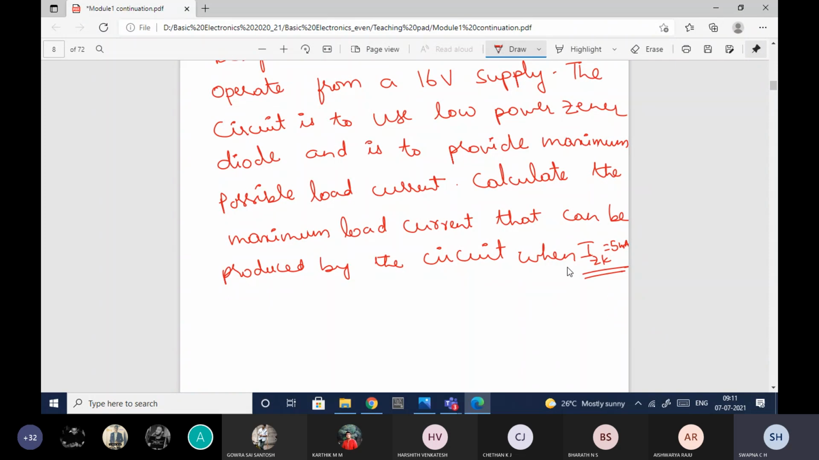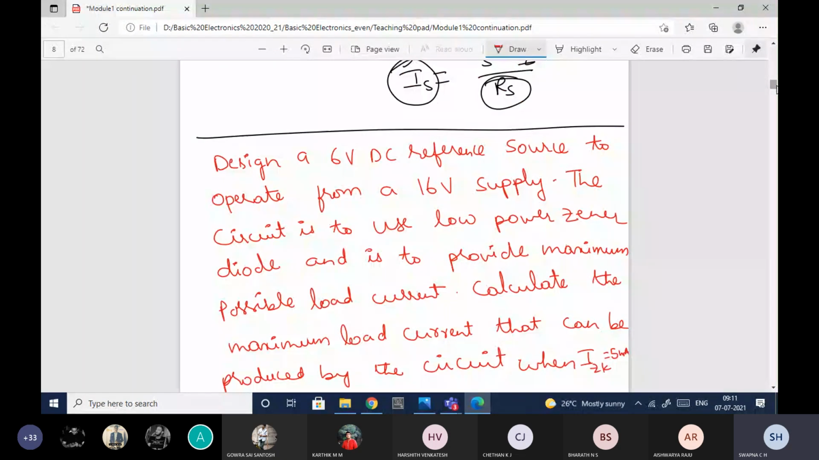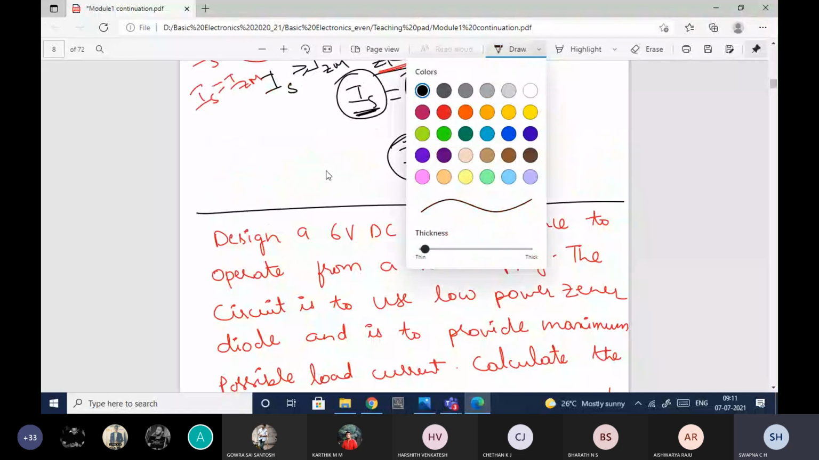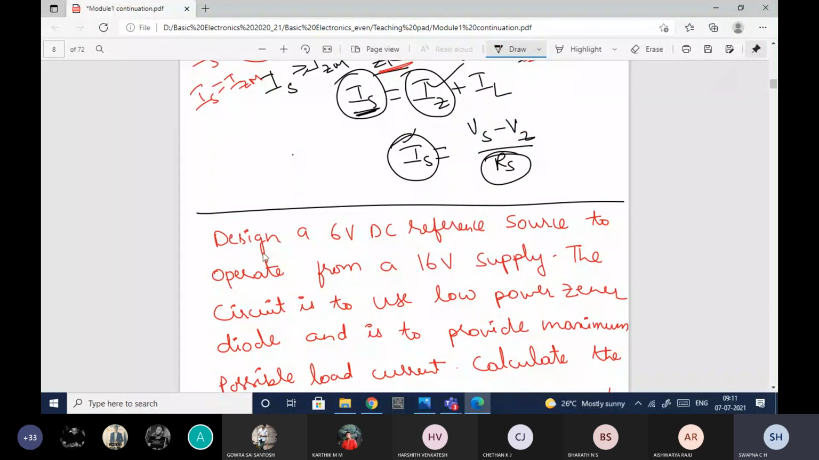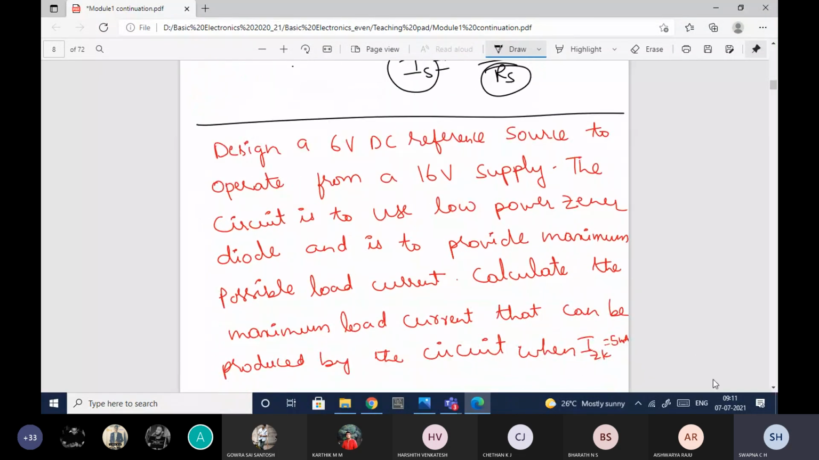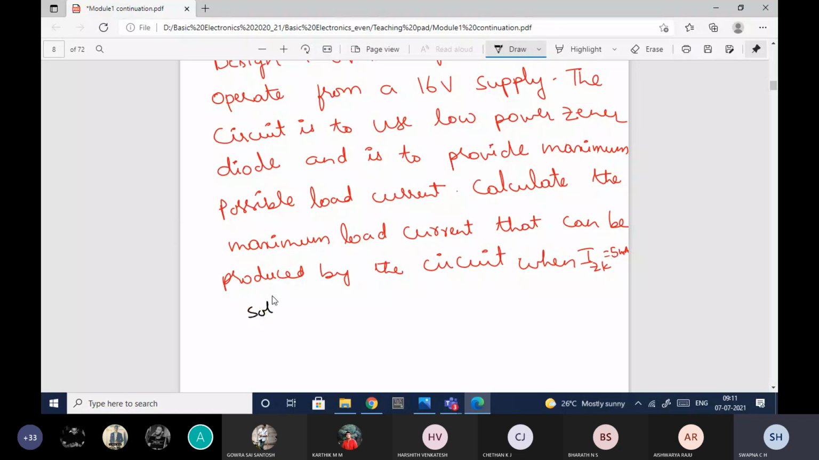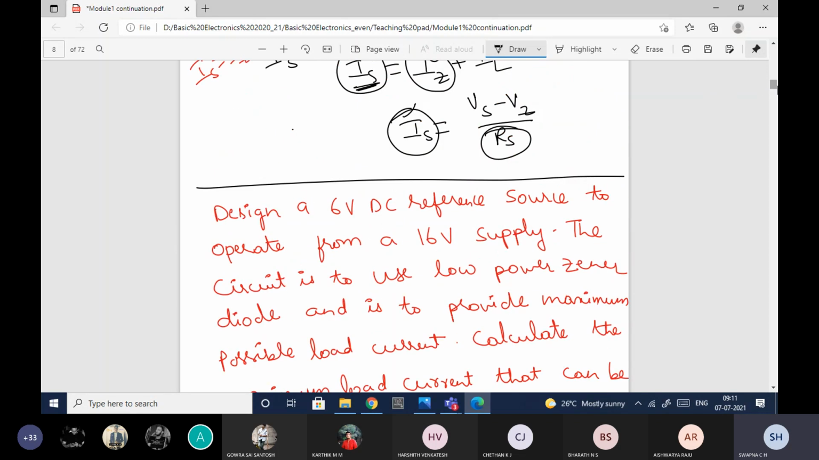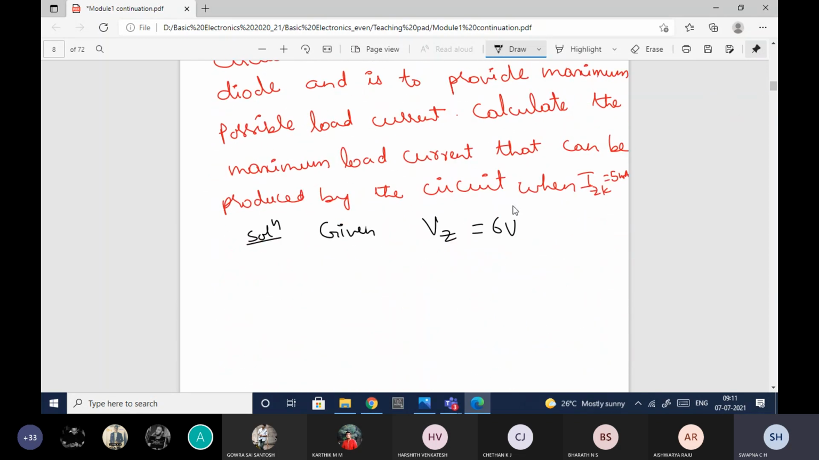If they don't provide this, you can just assume it as well. Fine. So let us come back to the solution. Before that, let us write what he has given. Design a 6 volts DC reference source. It means that he wants VZ to be 6 volts, and it is operated from a 16 volt supply. It means that VS is 16 volts.